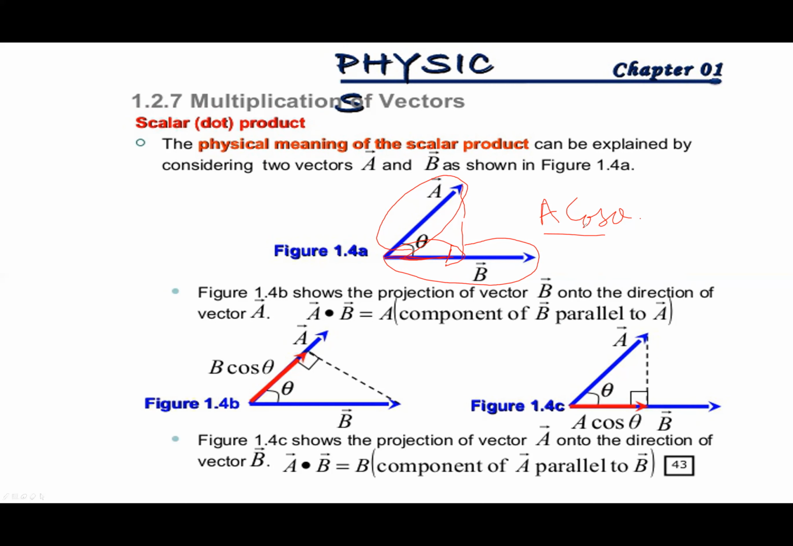A dot B is equal to the component of B parallel to A times B cos theta. Projection of B: if we write A dot B is equal to AB cos theta, B cos theta is the projection of vector B along vector A. This is the diagram for projection of vector B along vector A. The projection of vector A onto the direction of vector B: A dot B is equal to the component of A parallel to vector B.